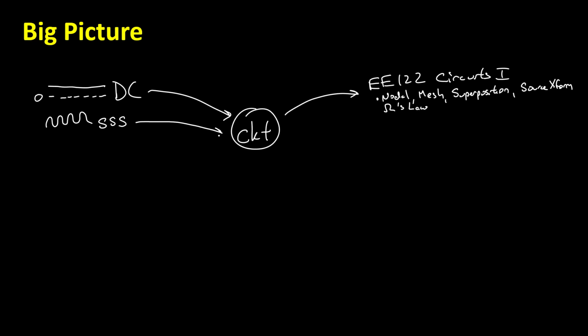So this is an input that gives rise to a different class of solutions. We use phasors. And in phasors we replaced inductors with J omega L. We replaced capacitors with 1 over J omega C. And then we went back to circuits 1 methods to analyze them.